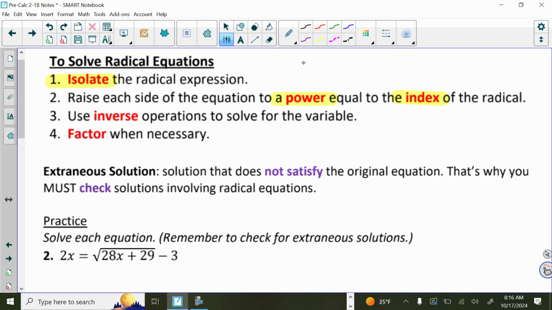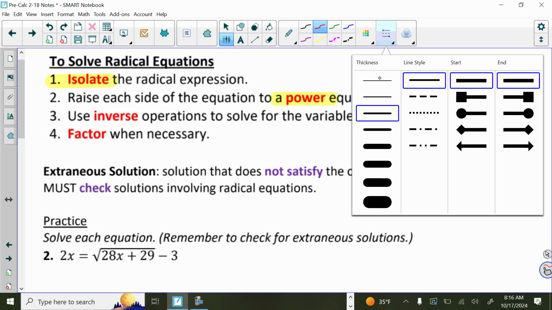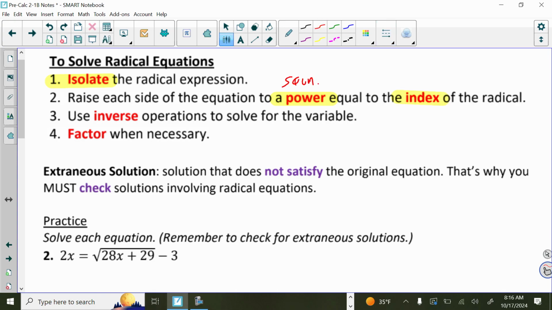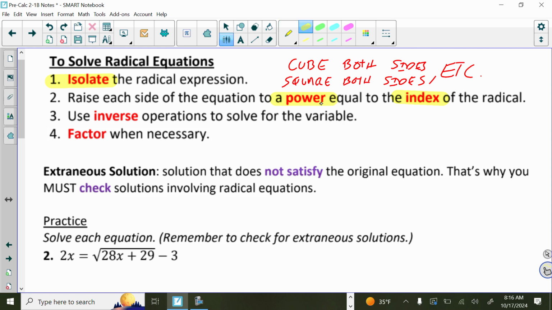I'll kind of just write that in. Square both sides, or cube both sides, etc. Could be the 4th power, could be the 5th power, whatever. But that's what we're kind of doing there. And then we want to use inverse operations. All that is just an inverse operation. If you remember from algebra, it's just a fancy word for doing the opposite, solving. And then if we need to, we can factor as we need to go through it.